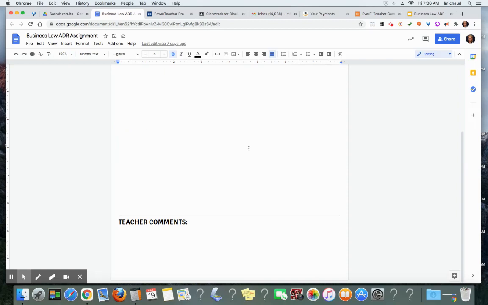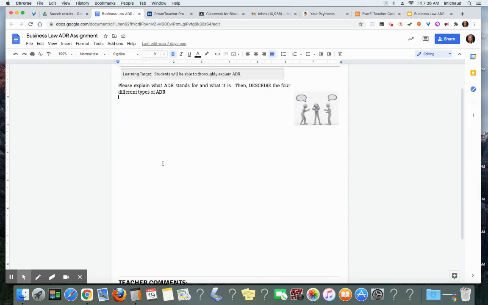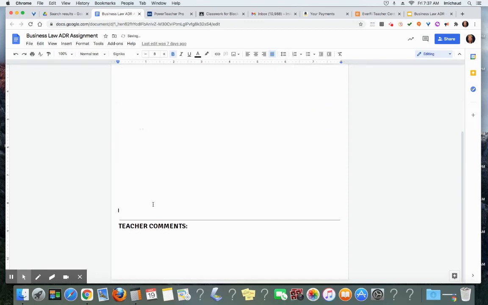So you want to be able to fill up this space right here. Quite a bit of this space for this assignment. So that's your assignment and some information about ADR.